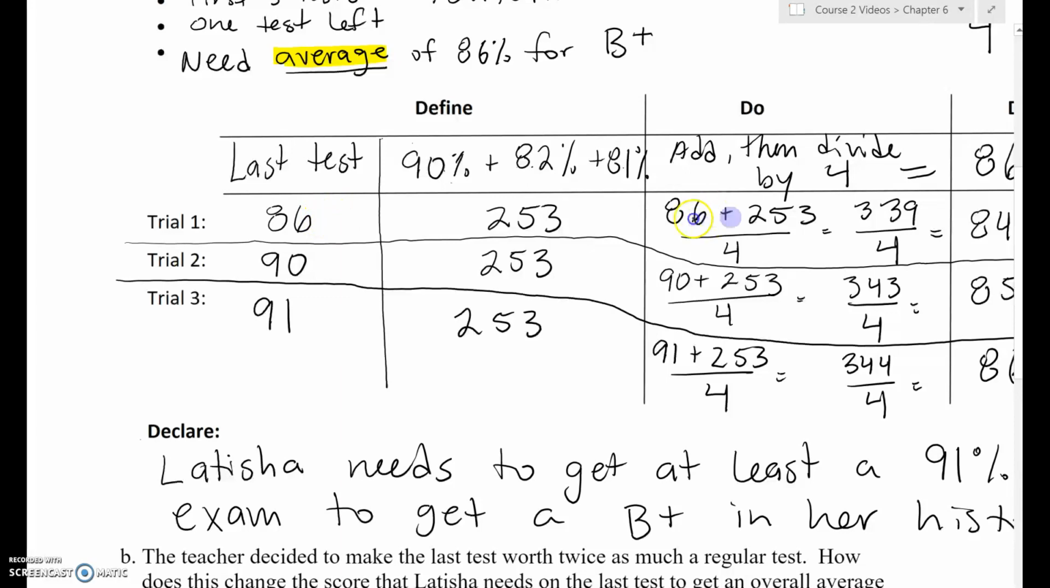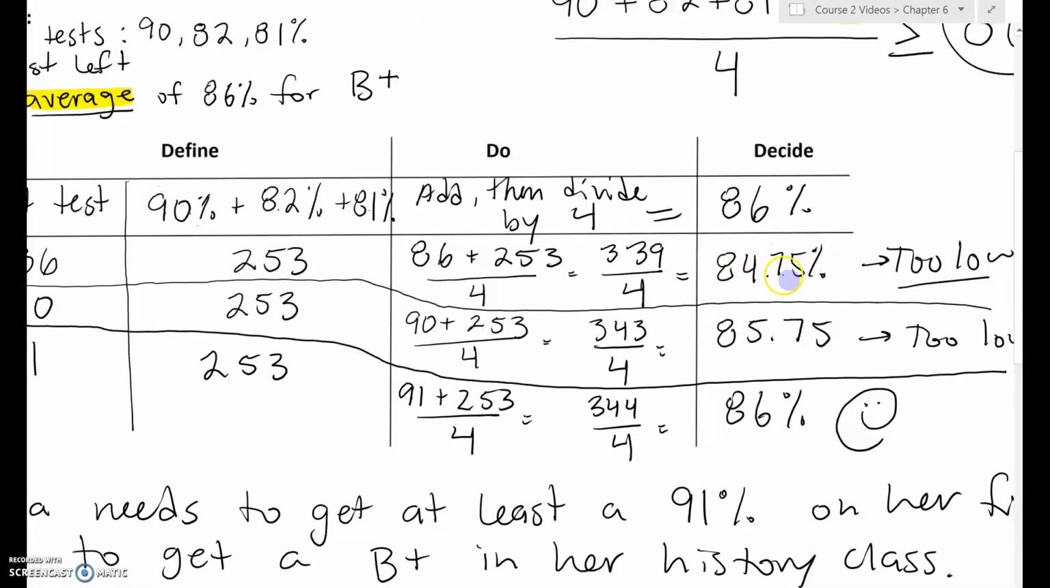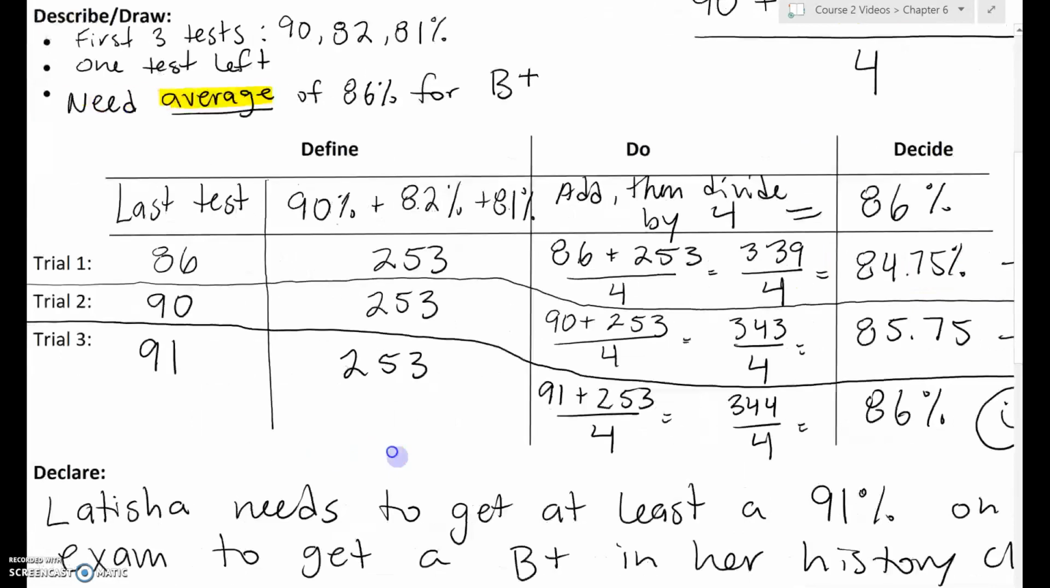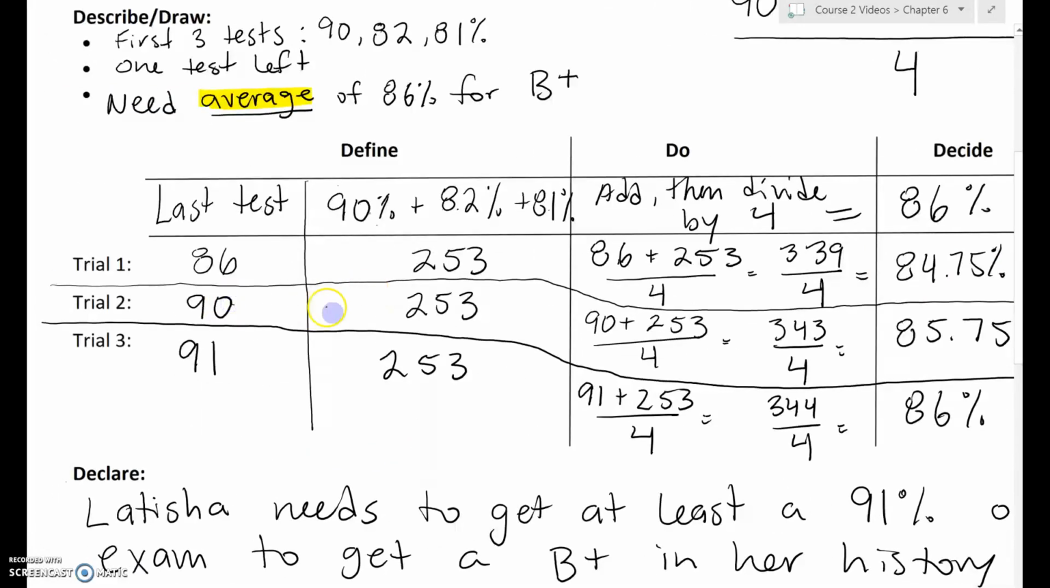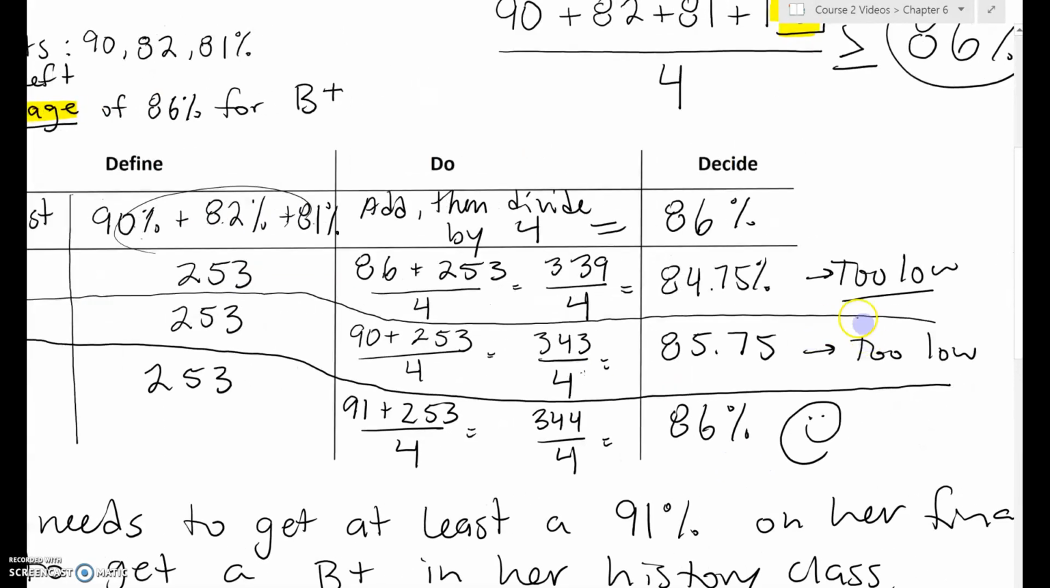If I take an 86 and add it to the 3 tests, that gets me 339. If I divide that by 4, that got me 84 and 3/4. That was too low, though it was pretty close. So I tried 90. I did 90 plus those 3 scores and then divided it by 4, and that's how I found the average. So I chose numbers for the last test and added them to the first 3 and found the average by dividing by 4. That got me a little too low.